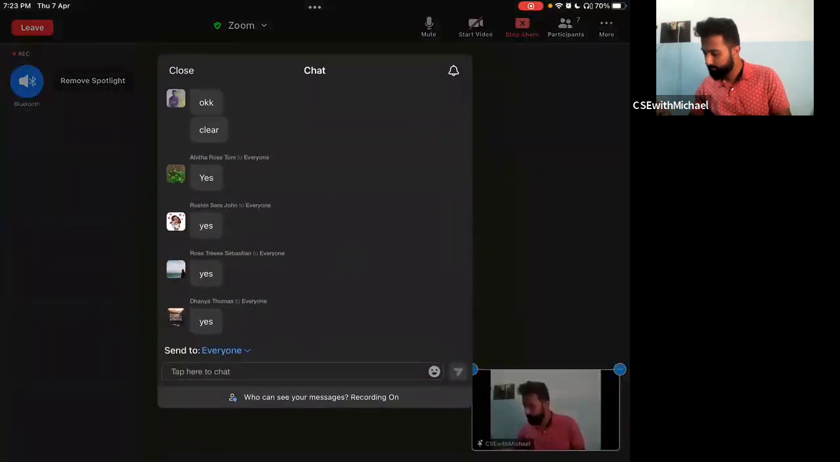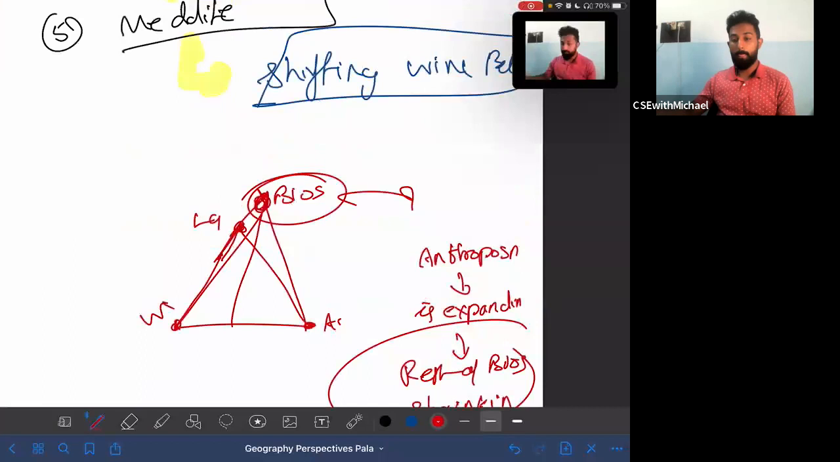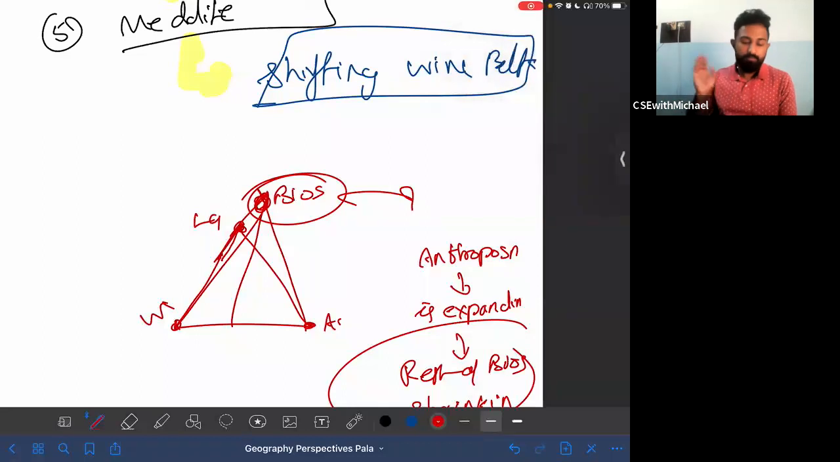Where are the messages? Okay, so what is ecology? Roshin, what is ecology? Environment and ecology. Take one. Yeah. The interaction that takes place between organisms and the environment.